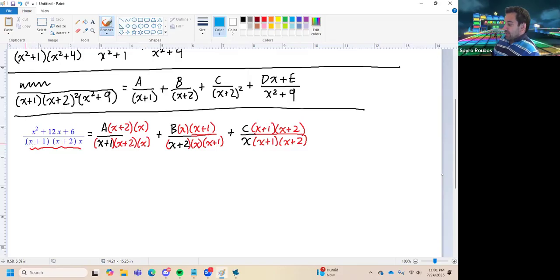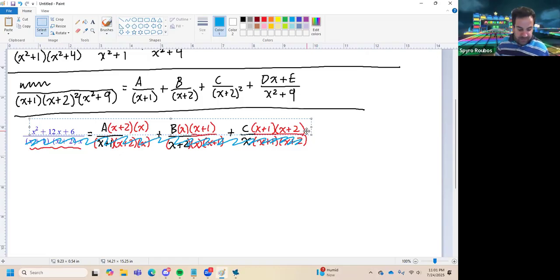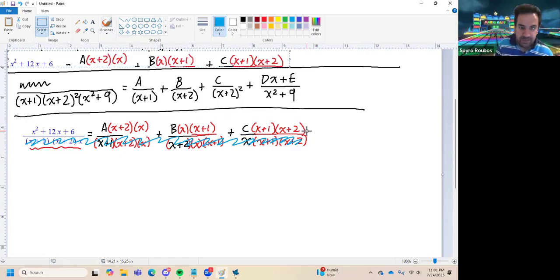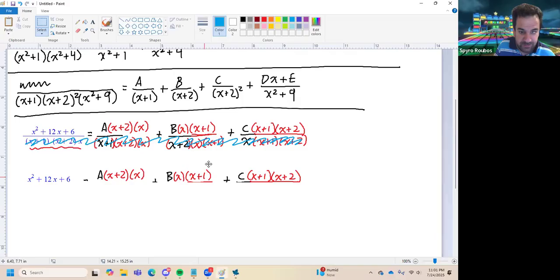Anyway, once you have the same denominator, we can ignore the denominator. I mean, we're not really ignoring it. It's not sorcery. We're multiplying both sides by the denominator and canceling it. But let's just grab this without the denominator. So it's a lot better that way.